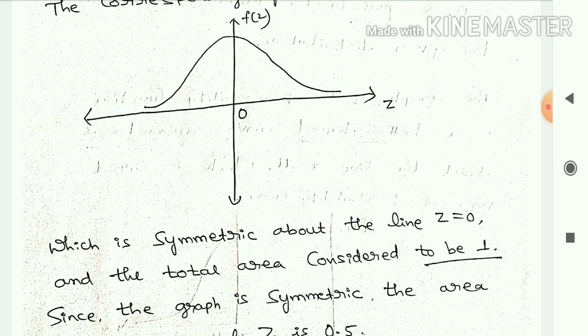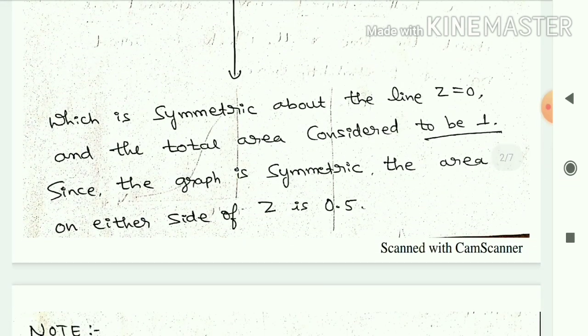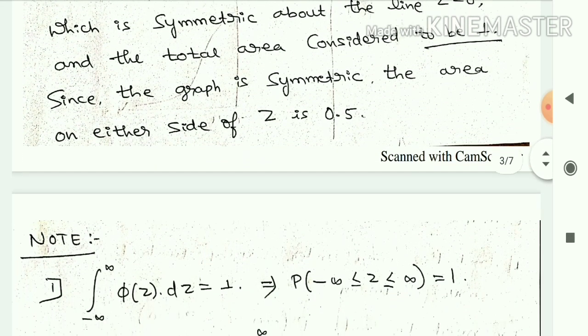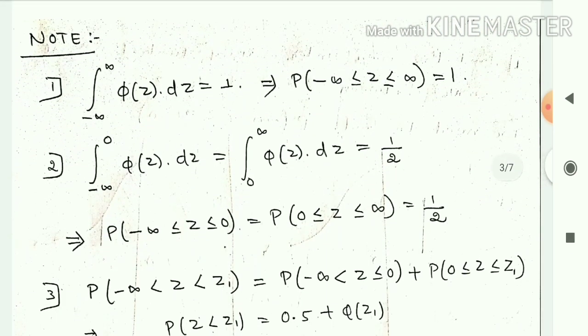Okay, total area is 1 unit. Since it is symmetric about the line f of z, the left hand side total area becomes exactly 50%, right? Therefore 0.5. The right hand side is also the same, 50%, that means 0.5. Therefore from 0 to the entire left side the total area is 0.5, and from 0 to the right side the total area is 0.5. Total it is 1. So try to remember this, because all the problems we are solving are based on this understanding. Now from this graph let us try to understand some basic notions.